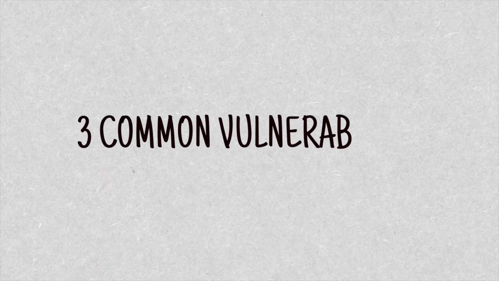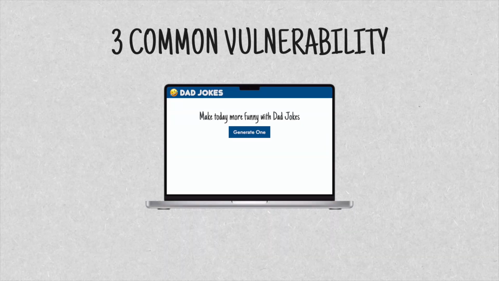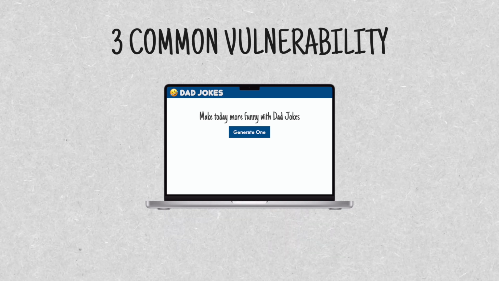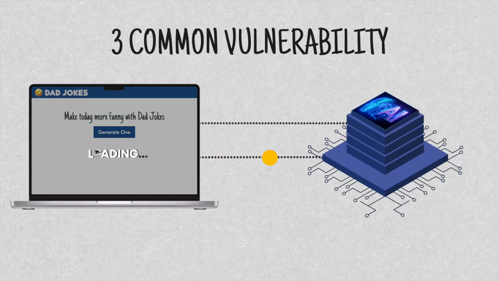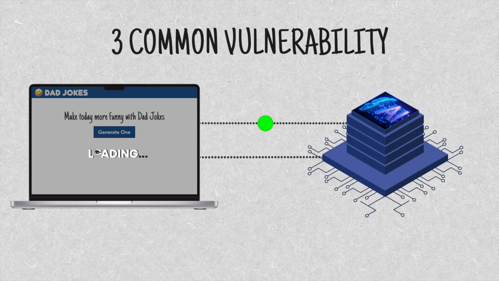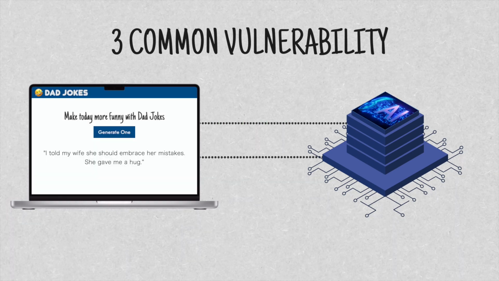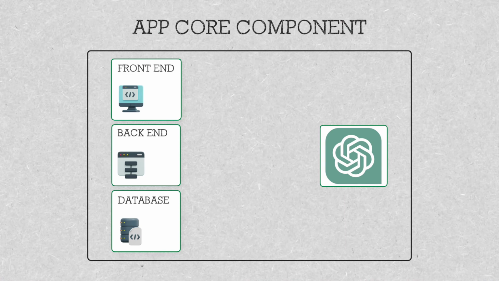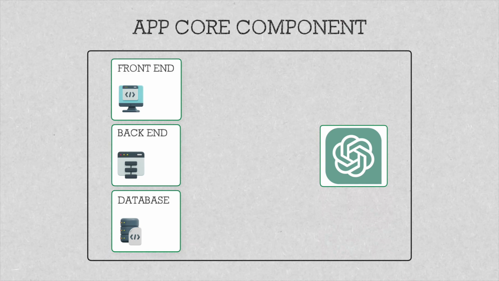So to help us better understand the 3 common vulnerabilities that might be happening in your code right now, let's pretend that you just built an app that generates funny dad jokes by connecting to OpenAI. All we need is for our users to give us their OpenAI keys, and then we handle the rest. So now that you have some background, let's break apart this app into its core components and uncover just how vulnerable it really is.